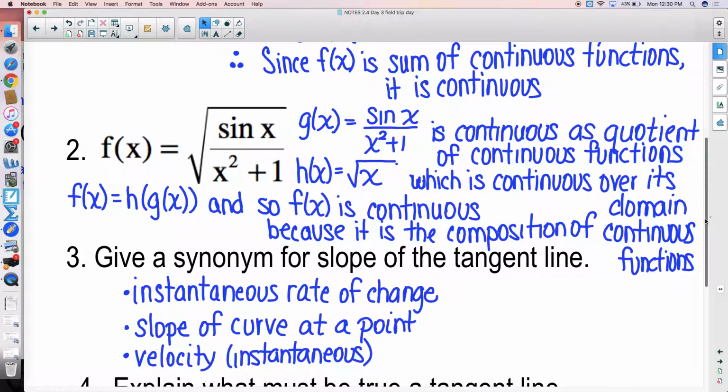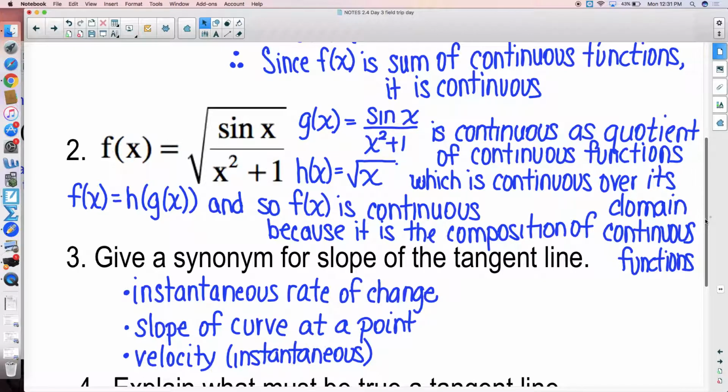For number 2, I can't make that the sum or the difference, but I could talk first about what's under the radical sign as a different function, so I renamed it g of x, assigning that sine of x over x squared plus 1. And I can argue that that's continuous as the quotient of 2 continuous functions. Sine of x is continuous, and x squared plus 1. Both are continuous for their entire domains, meaning all reals.